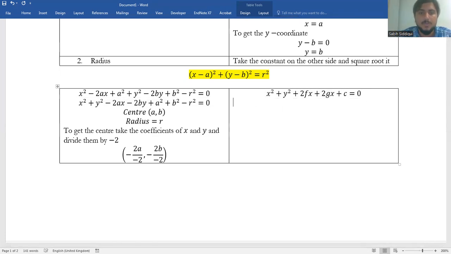Okay, so what do we do with this? We apply the same operations. Take 2f divided by -2. I get -f, so (-g, -f) is the center.